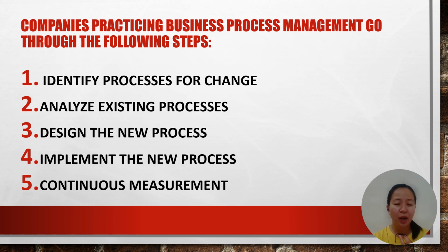Companies practicing business process management go through the following steps. First, identify process for change. Second, analyze existing processes. Third, design the new process. Fourth, implement the new process. And fifth, continuous measurement. BPM poses challenges. Executives report that the largest single barrier to successful business process change is organizational culture.